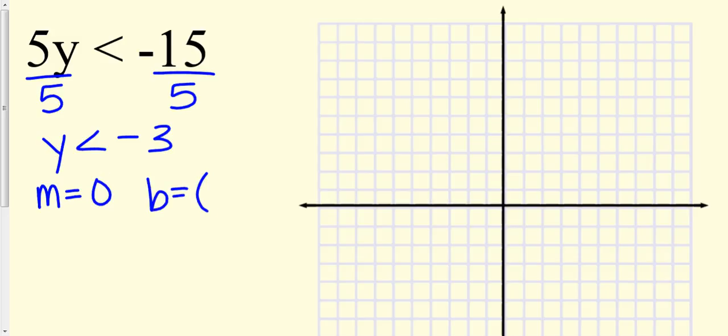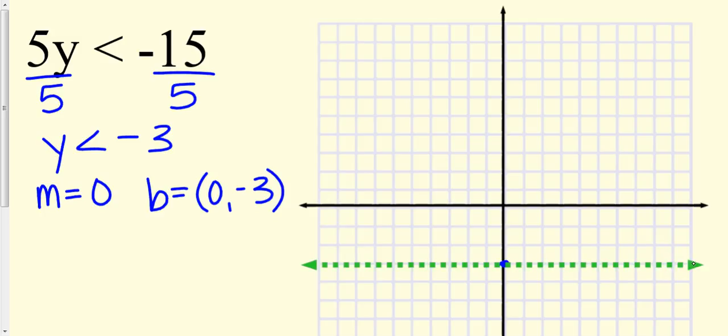B is, I do have a starting point of (0, negative 3). There it is. And so I'm going to go ahead and plot that on my coordinate plane. So there's (0, negative 3). And taking a look at my inequality, it is just less than, not equal to. So since it's just less than, I'm going to draw my dotted line. It is a horizontal line because, again, my slope is 0. There is no slope, so it's completely flat, like the ground. There's no hill or slant.